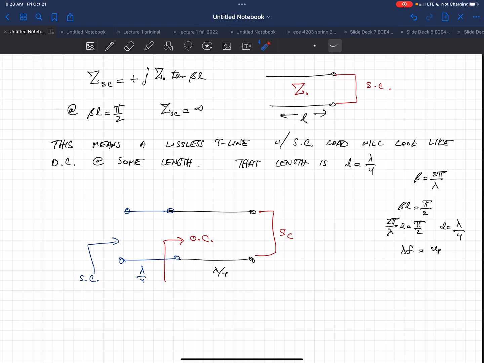Okay, so this is just an important concept that'll come in really handy while we're looking at the Smith chart.